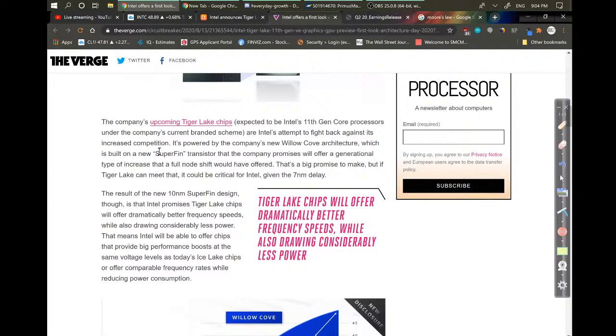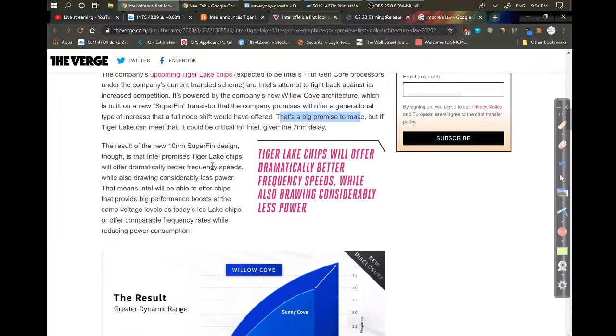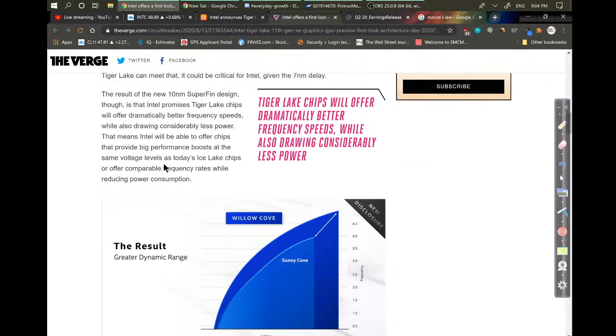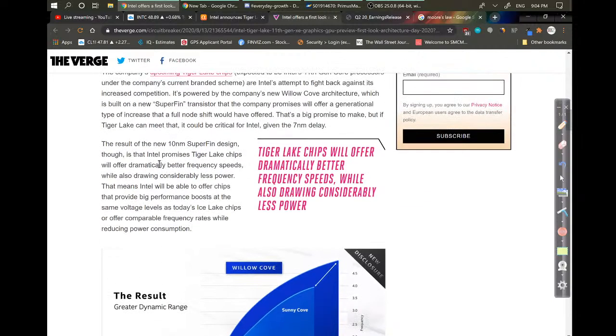It says Intel built a new SuperFin transistor that the company promises will offer a generational increase of a full node shift, and that's a big promise to make. It would be critical for Intel. So it's not all bad yet. This chip could take off and then suddenly be the new game changer.